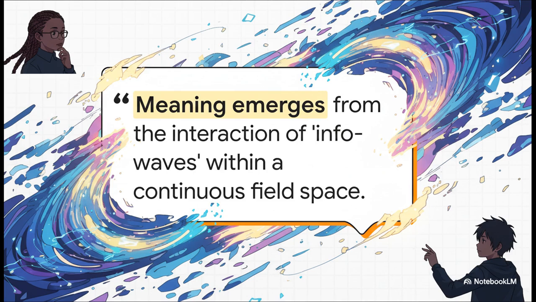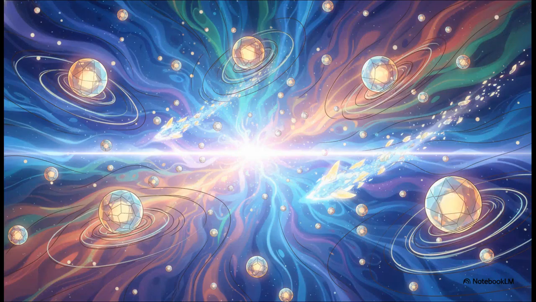Let's just let it sink in for a second. Meaning emerges from the interaction of info waves within a continuous field space. In other words, you're not building a brick wall of logic, you're creating a weather system, and the meaning is the pattern that forms naturally within it. It's emergent, not engineered. So how do you tame the chaos?